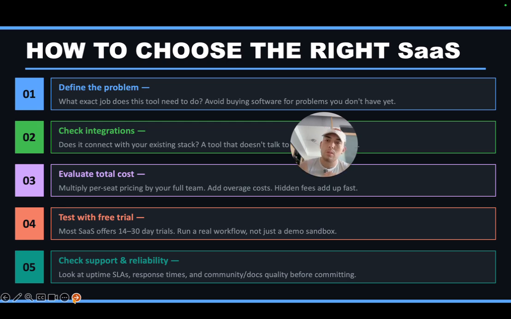How to choose the right SaaS. If you want to choose a SaaS, whether you're an organization or just a consumer, first of all, define the problem. Find out exactly what the pain point is. What do you actually need to solve the problem of your organization? Check the integrations. I'm sure you're using some current software that needs integrations. Evaluate the total cost according to your budget. Test it with a free trial instead of just wasting the budget. And also check support and reliability for the long term.